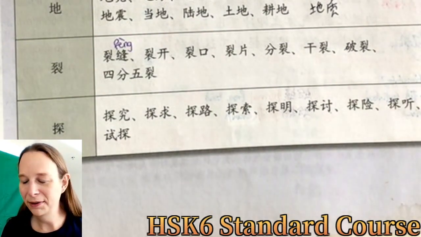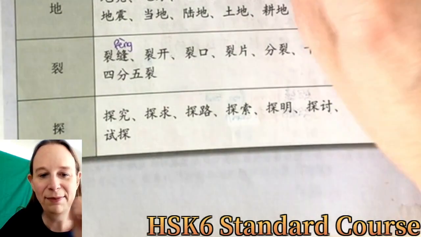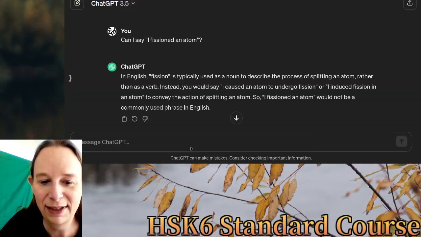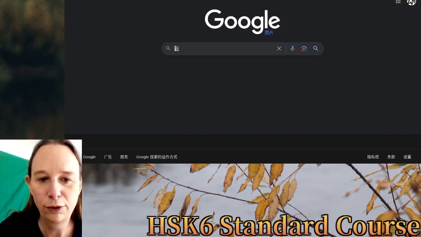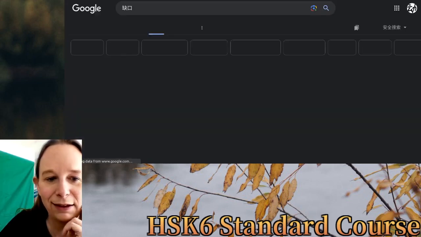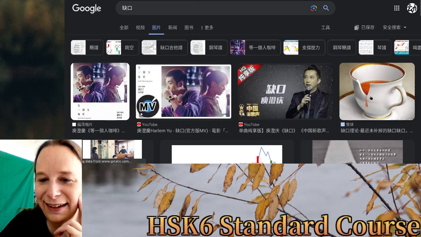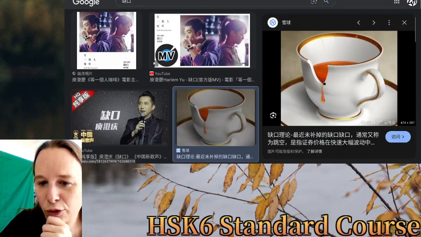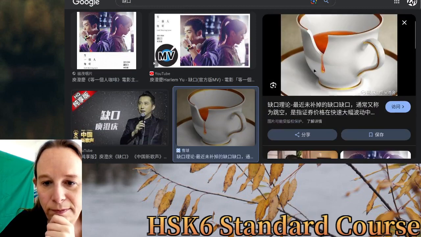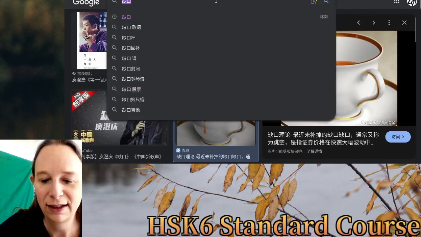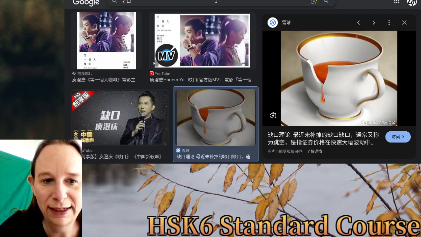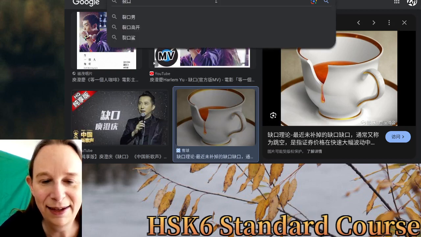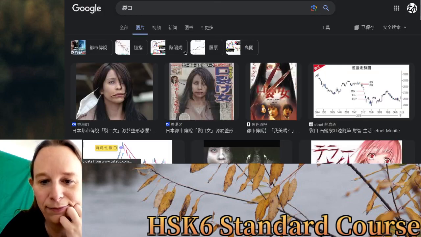And 缺口, it's the same thing. It's kind of like where something is lacking. The part where it's lacking. 缺口. Yeah, this is the canonical example of a cup with a chip, and this is its 缺口. Right? That's got a 缺口. 裂口 is, I'm guessing, the exact same concept, but where it's split.